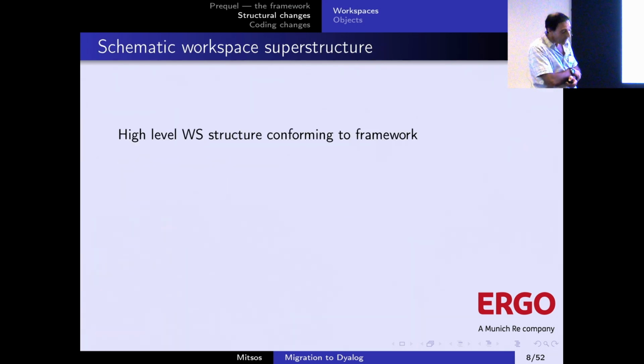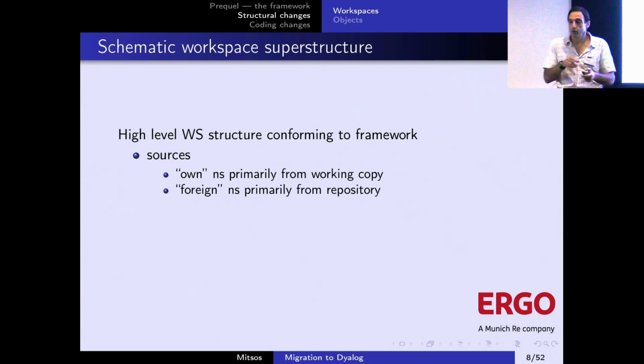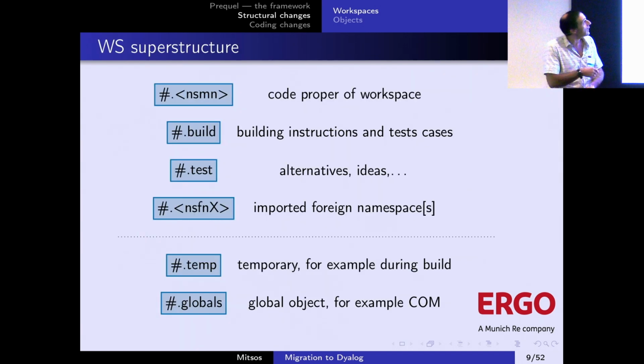On the workspace level, each and every workspace has to be pressed into the new framework structure in order to cooperate with the others. The sources that belong to each workspace usually come from a working copy. Foreign code, for example base utilities imported from another workspace, usually comes from the repository. And regarding objects, there are no objects directly under the root. There are only namespaces, and they are structured like this.